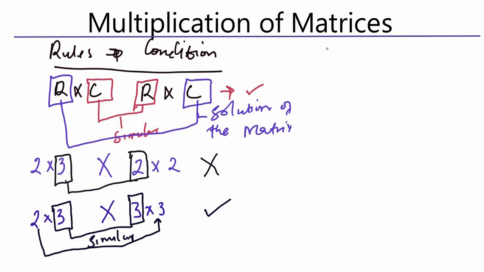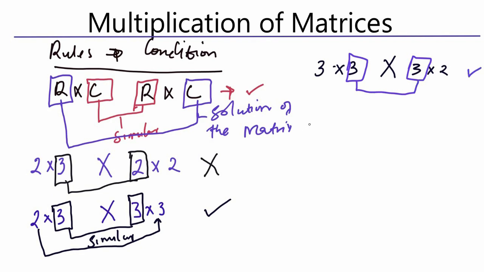Now another example, assuming that we have been given a 3 by 3 matrix, and we are supposed to multiply this by a 3 by 2 matrix. If you look at the number of columns in the first matrix and the number of rows in the second matrix, compare the two. We can see they are similar, then we can multiply these matrices together. And the solution of the matrix is going to be a 3 by 2 matrix.